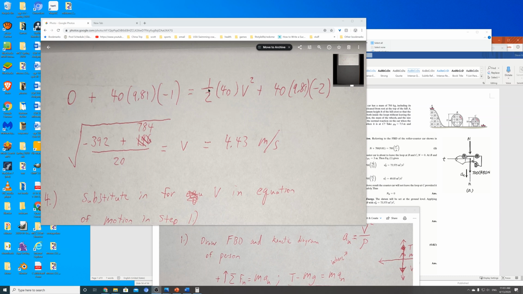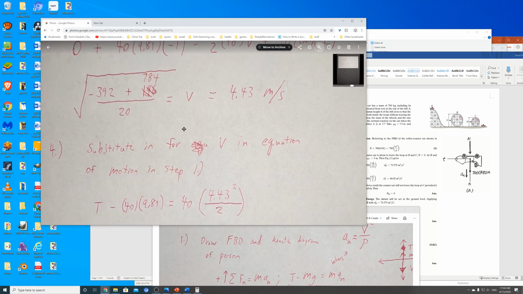And here's, at point 2, which is when the swing reaches the lowest point, the kinetic energy there, which we don't know what V is. And here's the potential energy there, okay? So we just take these, substitute, and divide by the 20 from here. Here's the 392, here's the 784. We use that to find our velocity, which is 4.43 meters per second with 3 significant figures, okay?